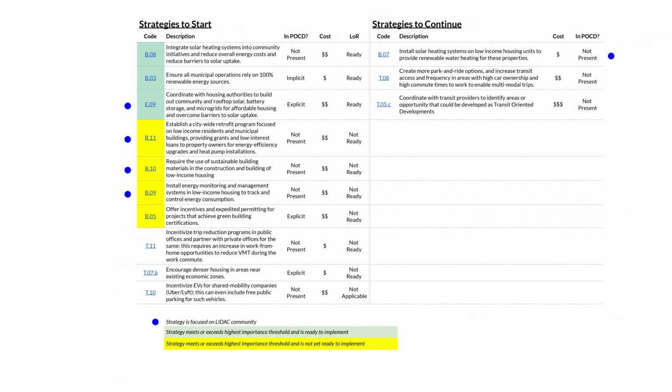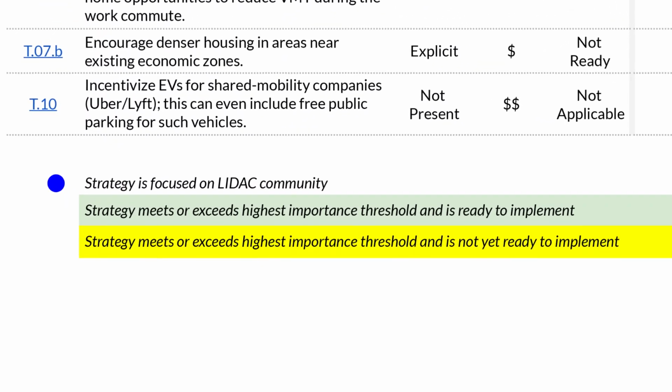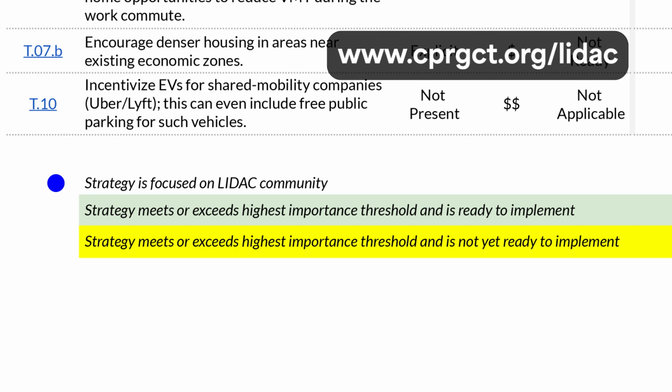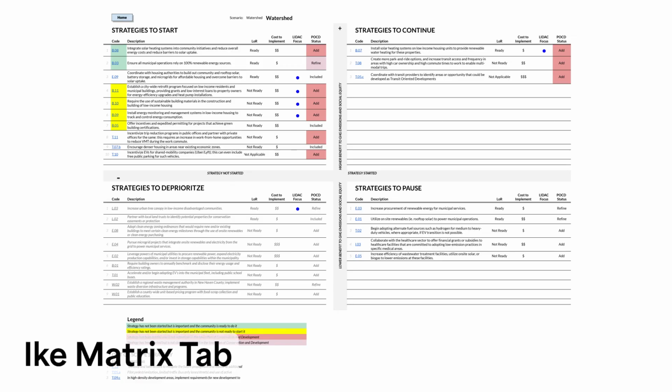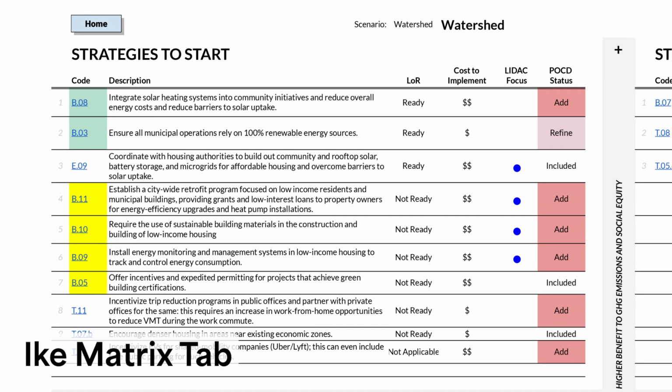Important color codings are also given in this section. Strategies that apply to LIDACs or low-income and disadvantaged communities are highlighted in blue. For information about the EPA's definition of LIDACs, please see cprgct.org/LIDAC. There's also color codings related to the importance threshold, which can be adjusted in the Calibrations tab covered later in this video. The Ike Matrix tab shows the same content as the home page with additional detail.